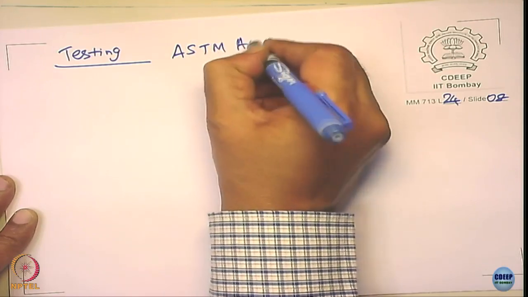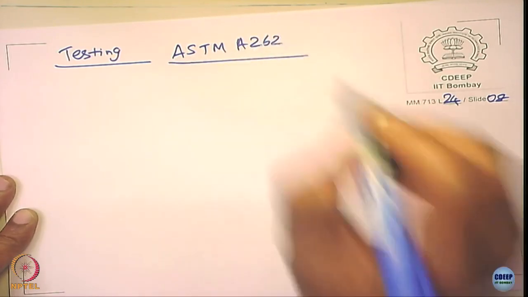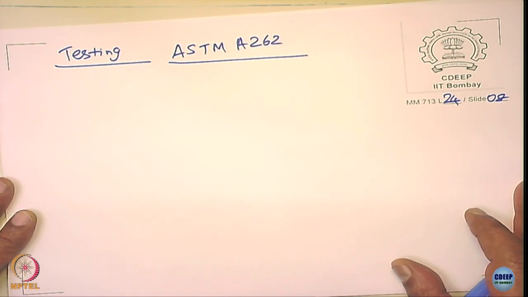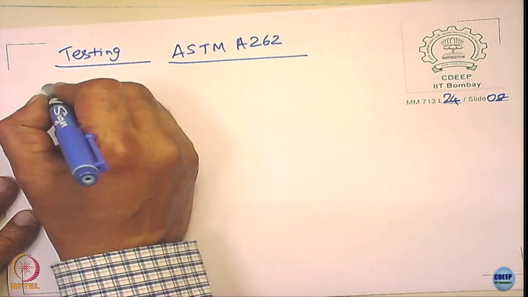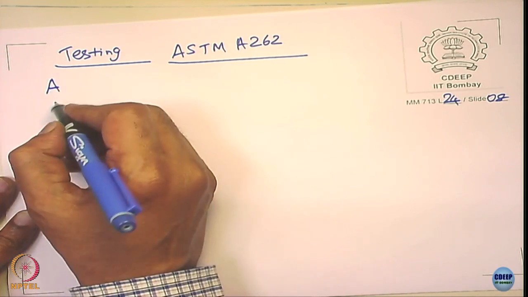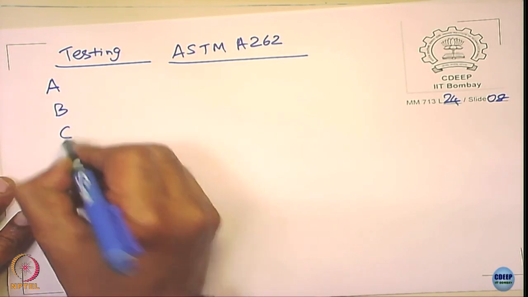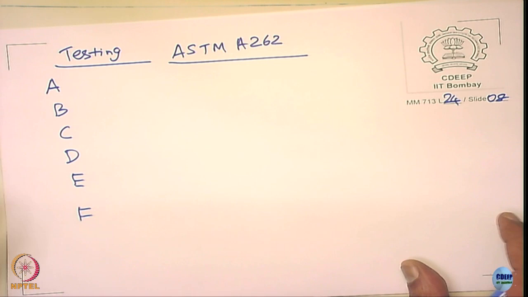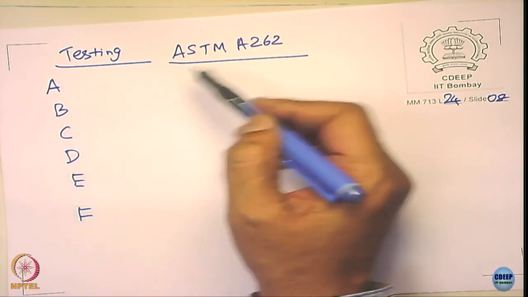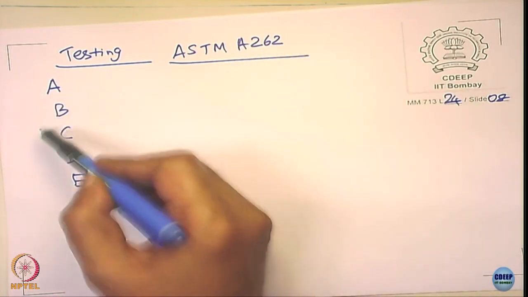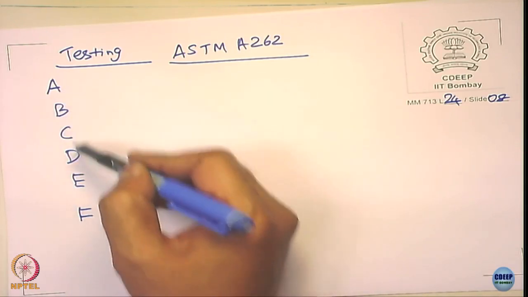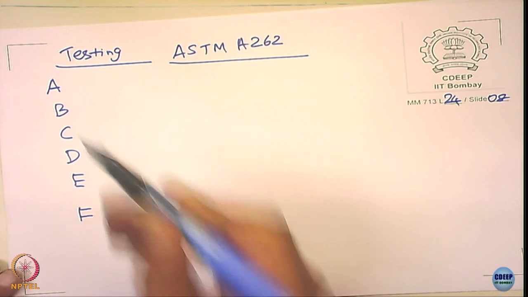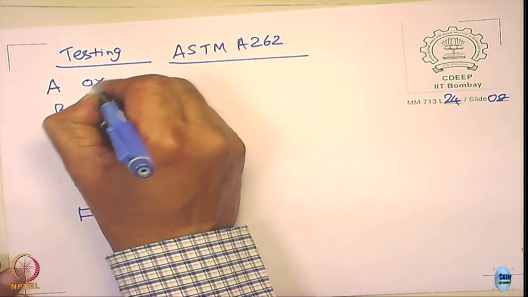ASTM A262 is the standard. And this standard has types A, B, C, D, E, and F. So, you have type A, type B, ASTM A262 A, ASTM A262 B, they call it like that. People do various types of tests. Predominantly people use type A, this is called the oxalic acid etch test.